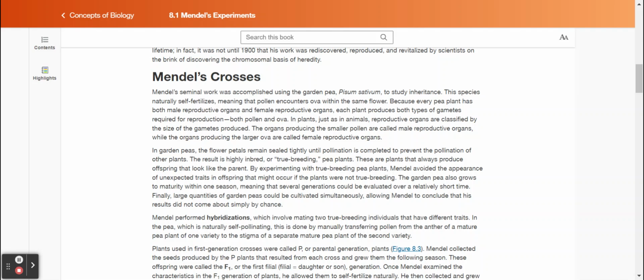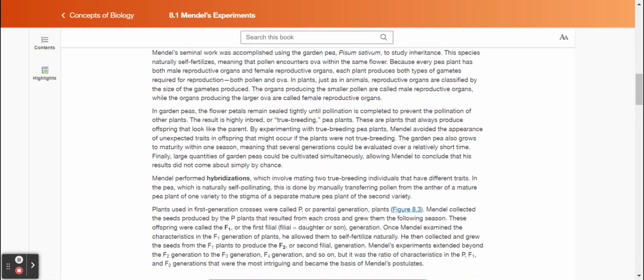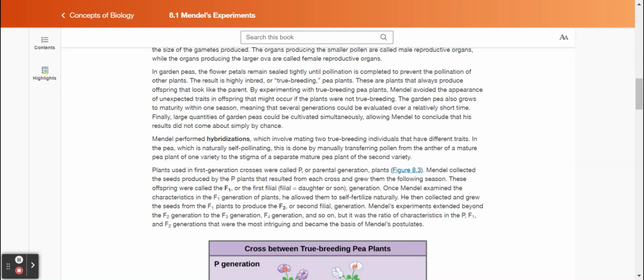In plants, just as in animals, reproductive organs are classified by the size of the gametes produced. The organs producing the smaller pollen are called male reproductive organs, while the organs producing the larger ova are called female reproductive organs. In garden peas, the flower petals remain sealed tightly until pollination is completed to prevent the pollination of other plants. The result is highly inbred, or true breeding, pea plants. These are plants that always produce offspring that look like the parent.